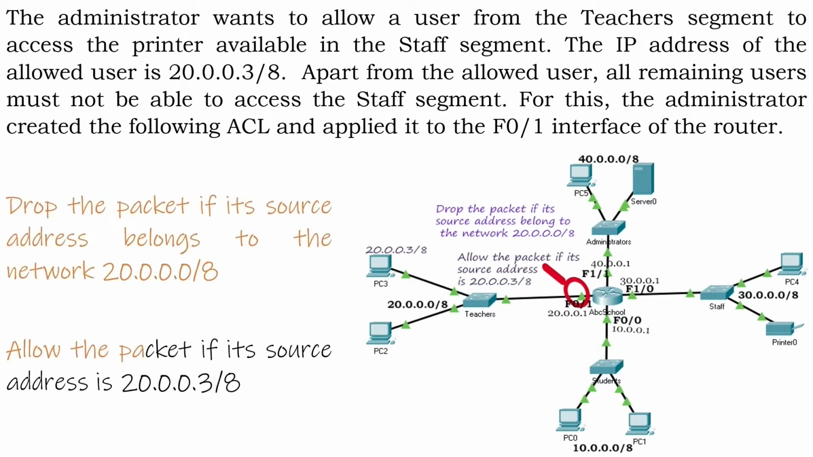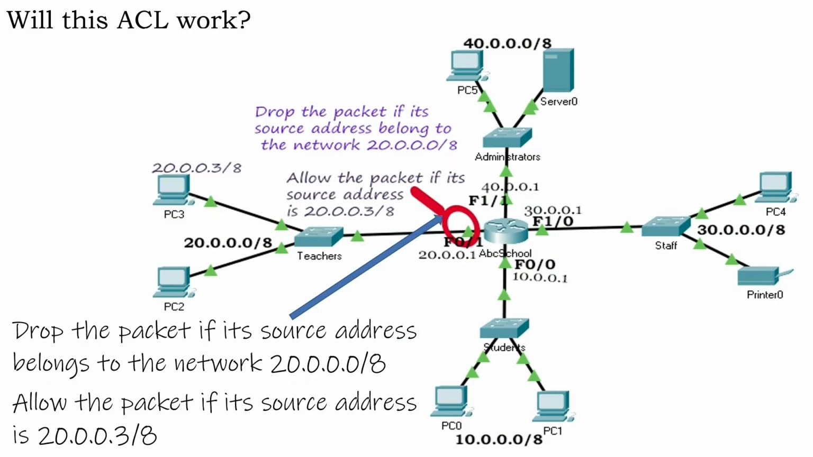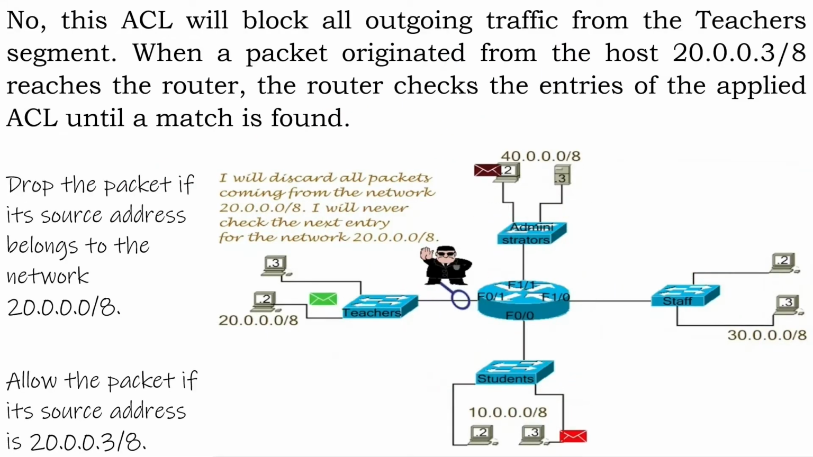Apart from the allowed user, all remaining users must not be able to access the staff segment. For this, the administrator created the following ACL and applied it to the F0/1 interface of the router. Drop the packet if its source address belongs to the network 20.0.0.0/8. Allow the packet if its source address is 20.0.0.3/8. Will this ACL work? No, this ACL will block all outgoing traffic from the teacher's segment.